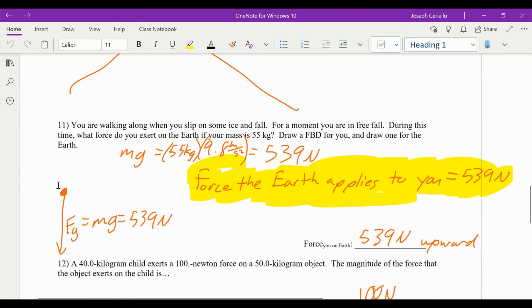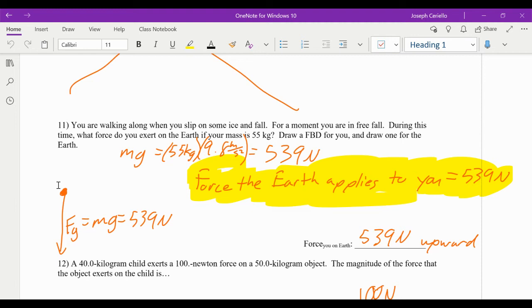Now, the next question says, you are walking along and slip on some ice and fall. For a moment, you are in free fall. So say you slip, your feet go way up in the air, and for a moment, you're in free fall. During this time, what force do you exert on the Earth if your mass is 55 kilograms? Draw a free body diagram on you and draw one for Earth. I have one for you, but think about it. So it's how much force you exert on the Earth.